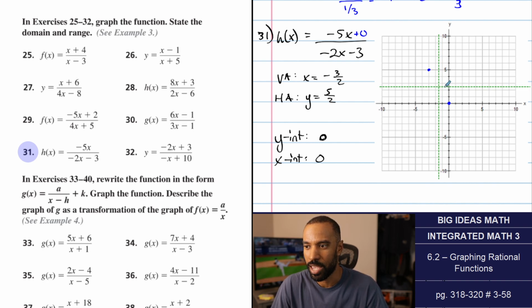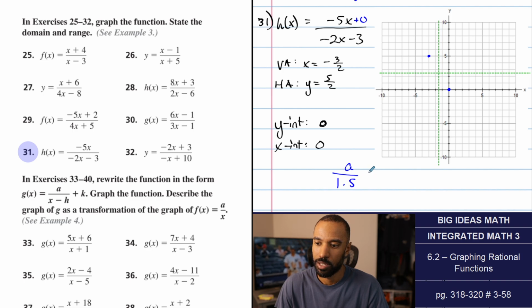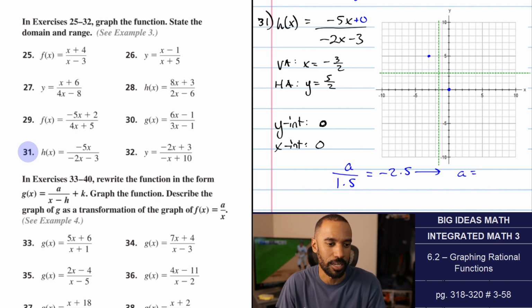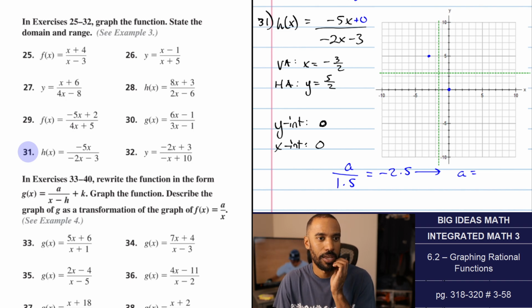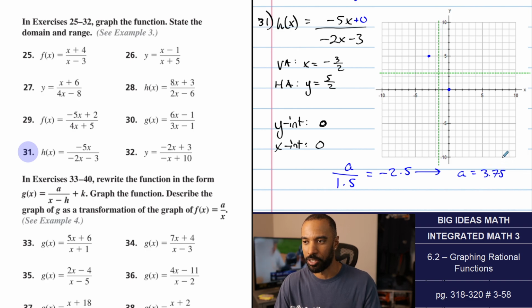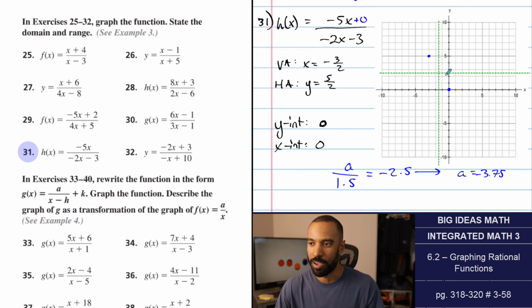So let's plug in, say, 1 away is at -1/2. Actually, let's just do it like this. We plugged in, we divided A by 1.5, and we got -2.5. I guess we don't have to do it that way. So A value multiplied by 1.5, I don't know what that is. It's not clean, so this won't help us. 1.5 times 2.5 is 3.75. So hey guys, that's our A value. It's negative 3.75. So 1 away is 3.75 down.